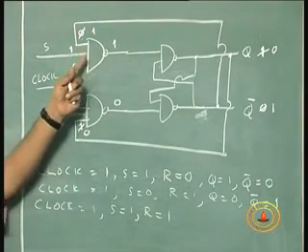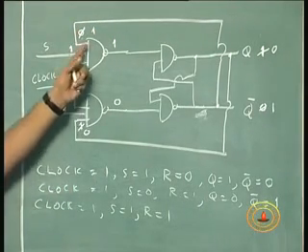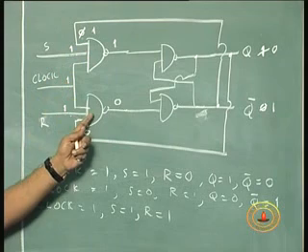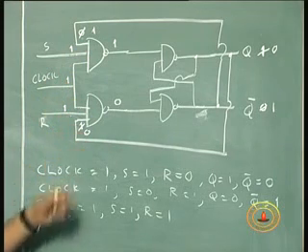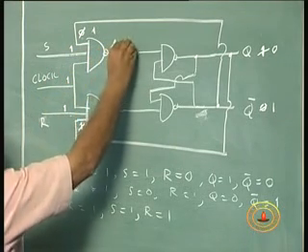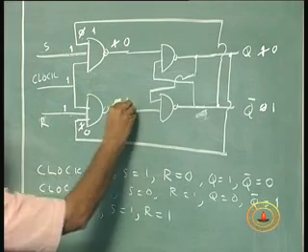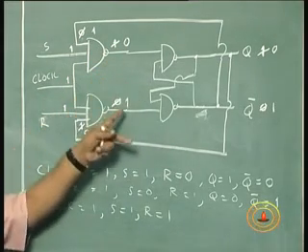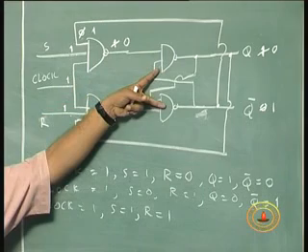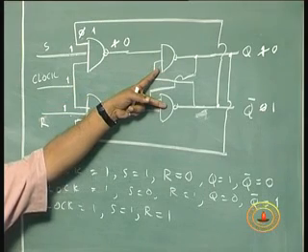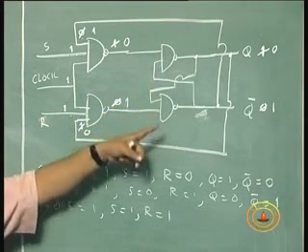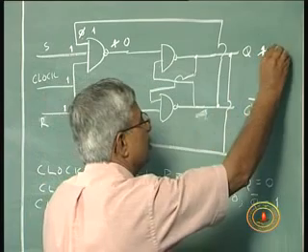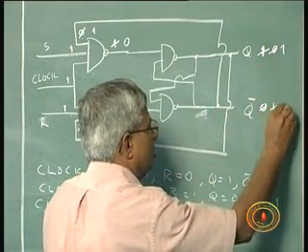Now this NAND gate will have 1 1 1 input, this NAND gate will have 1 1 0 input. So the output of this NAND gate will become 0, output of this NAND gate becomes 1. When this 0 1 combination is applied to this back-to-back latch, back-to-back NAND gates, the output would be 1 0.